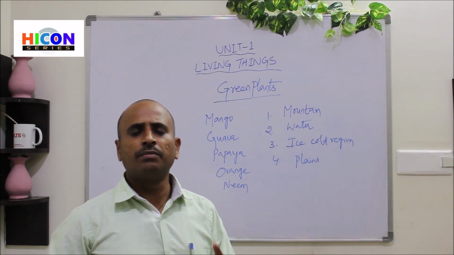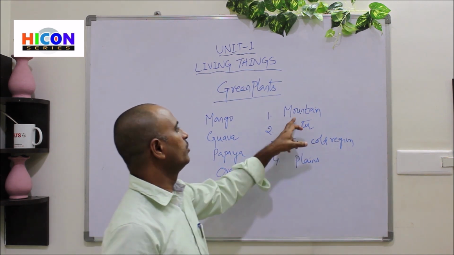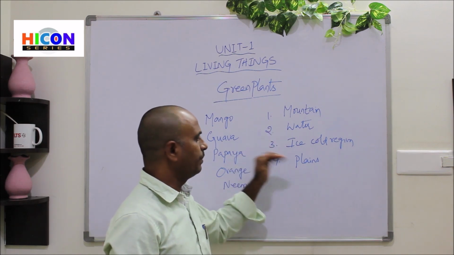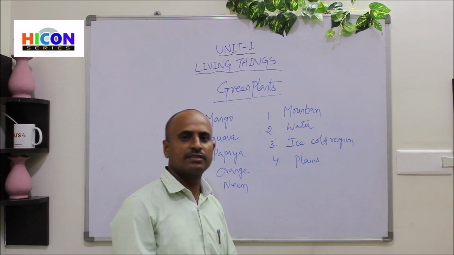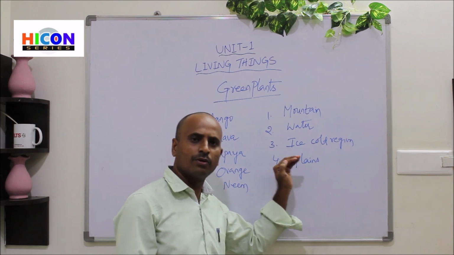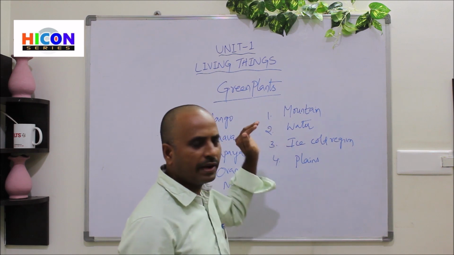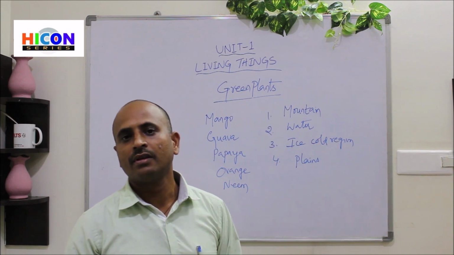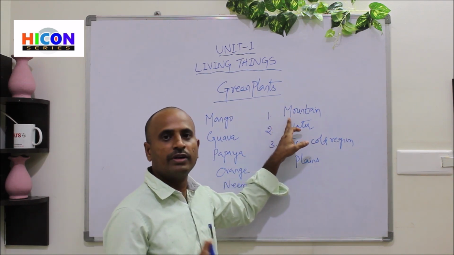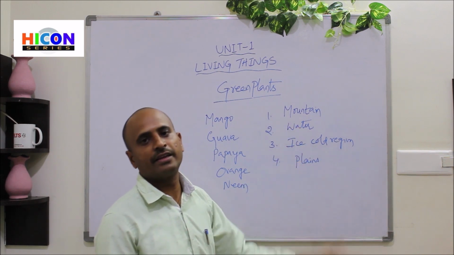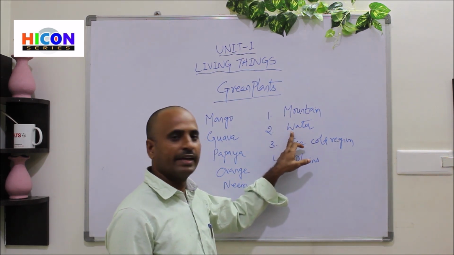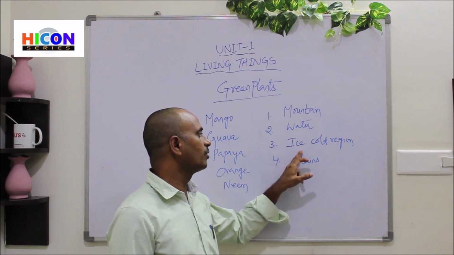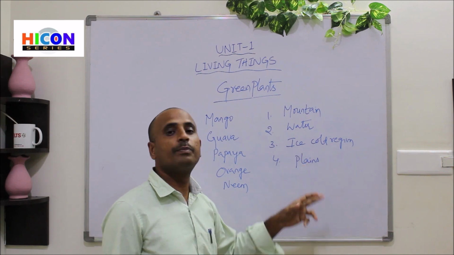We will observe some plants especially grown in mountains, some especially grown in water, some especially grown in ice cold regions, and some especially grown in plain areas. That means the plants which are grown in one area cannot grow in another area. The plants growing in mountain areas cannot be grown in water areas, the plants living in water cannot be grown in ice cold regions, and the plants grown in ice cold regions cannot be grown in plain regions.